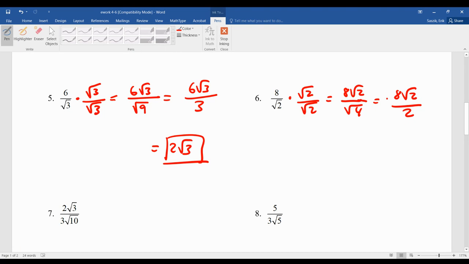Now here, these things don't always reduce. Both of these do. 8 over 2 is 4. So that's our final answer for that one.